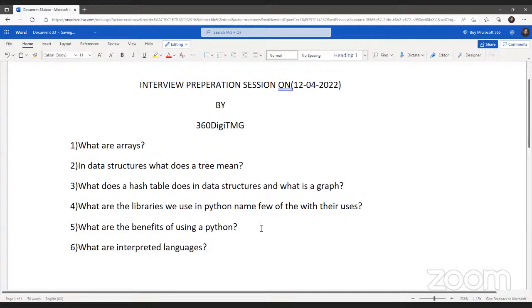what are interpreted languages? If anyone knows the answer, can ping me in the chat box, and we'll discuss the answer within a minute.